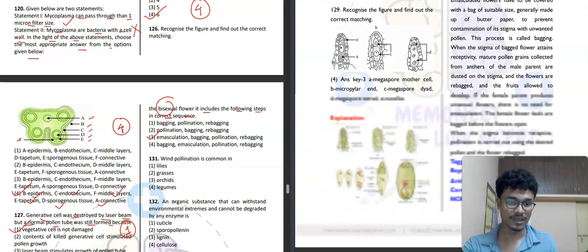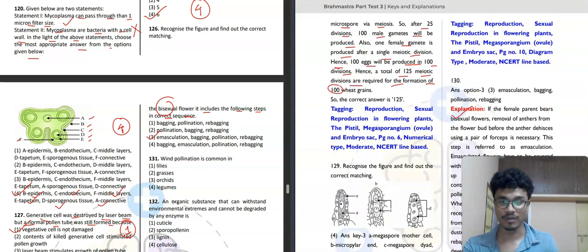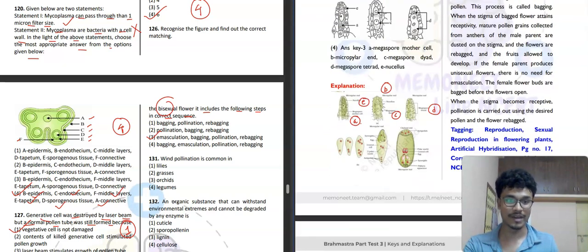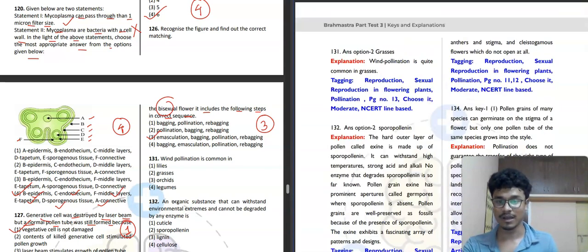You can read the explanation here, very clearly written. First we need to emasculate, then bagging is done, then pollination is done, and lastly rebagging should be done to avoid any further pollination. So the third option will be your correct answer for this question. Moving towards the next question, that is 131.